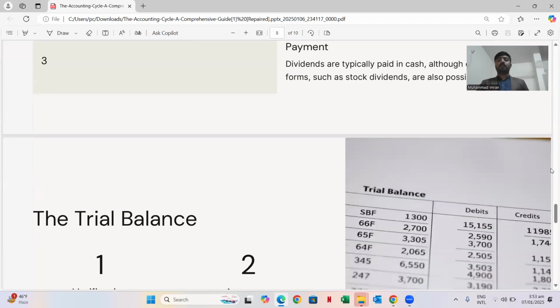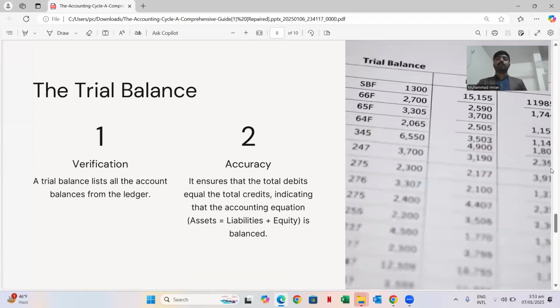So we move to the trial balance. The trial balance is the one in which on one side there are the entries or transactions being debited, and on the other side the same kind of transactions being credited, or the alternative effects being written on the other side.